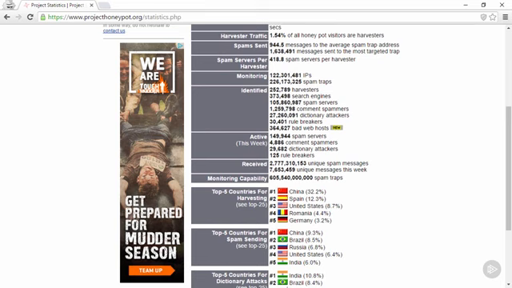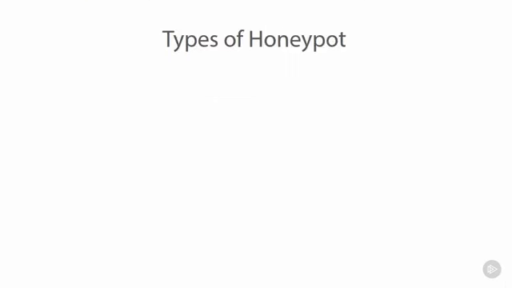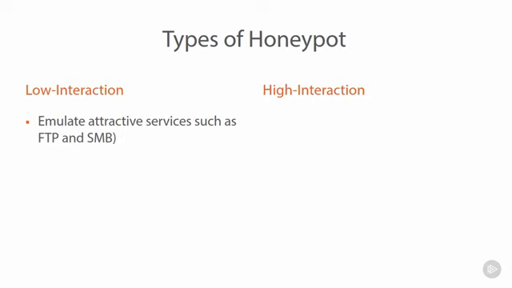Let's move on and talk about a couple of key different types of honeypot. You'll usually see a honeypot being referred to as one of two different types. One is low interaction and the other is high interaction. Let's take a moment to define these. When we talk about low interaction, we're talking about emulation of attractive services.